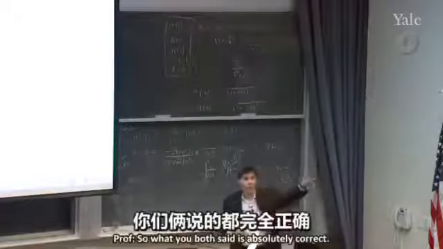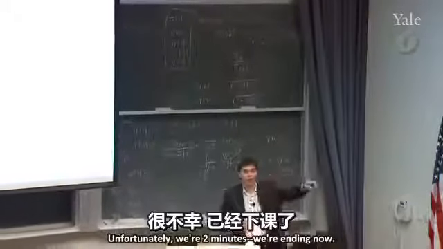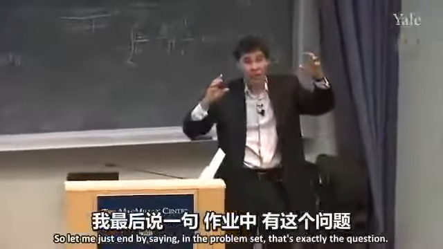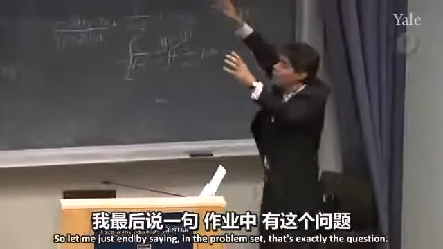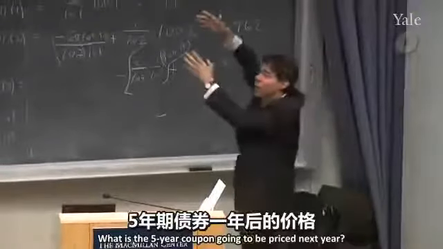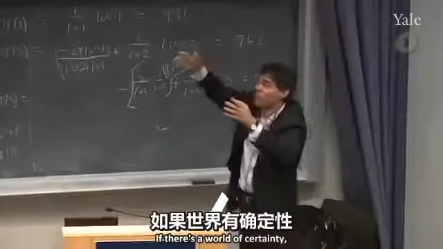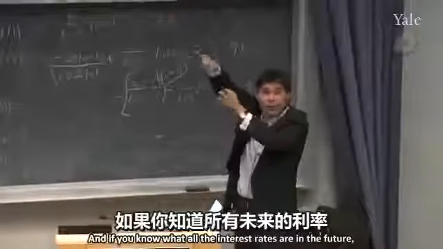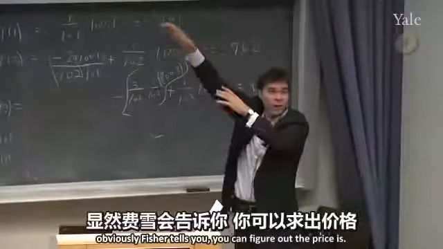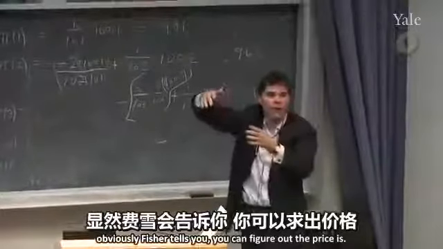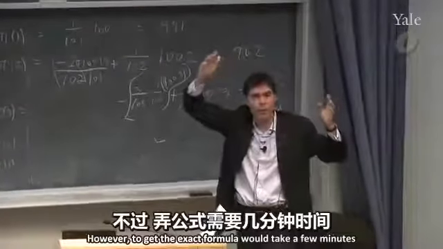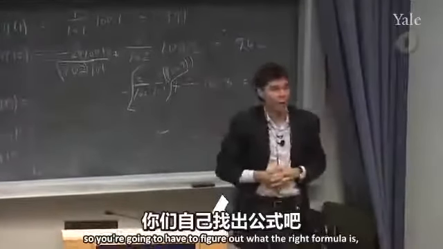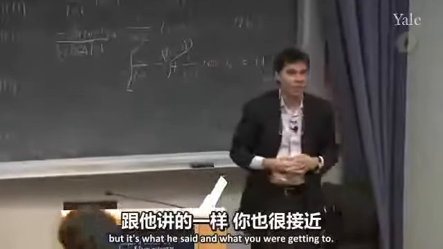Okay, so what you both said is absolutely correct. Unfortunately, we're ending now. So let me just end by saying, in the problem set, that's exactly the question. What is the 5-year coupon bond going to be priced next year? If there's a world of certainty, you're going to know what all the interest rates are in the future. And if you know what all the interest rates are in the future, obviously Fisher tells you you can figure out what the price is. However, to get the exact formula would take a few minutes, and I unfortunately am a few minutes behind, so you're going to have to figure out what the right formula is. But it's what he said and what you were getting to.